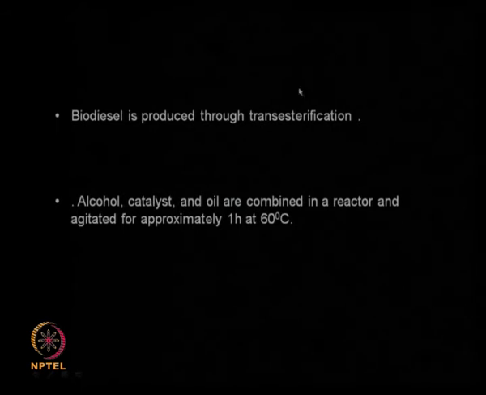So, this is a transesterification reaction. So, the methanol reacts with the triglyceride and then it produces a methyl ester, that is why it is called a transesterification reaction. Okay. So, the reactor will contain an alcohol, that is the methanol, a catalyst and the vegetable oil. Generally the reaction takes place within 1 hour and you use about 60 to 70 degrees temperature.